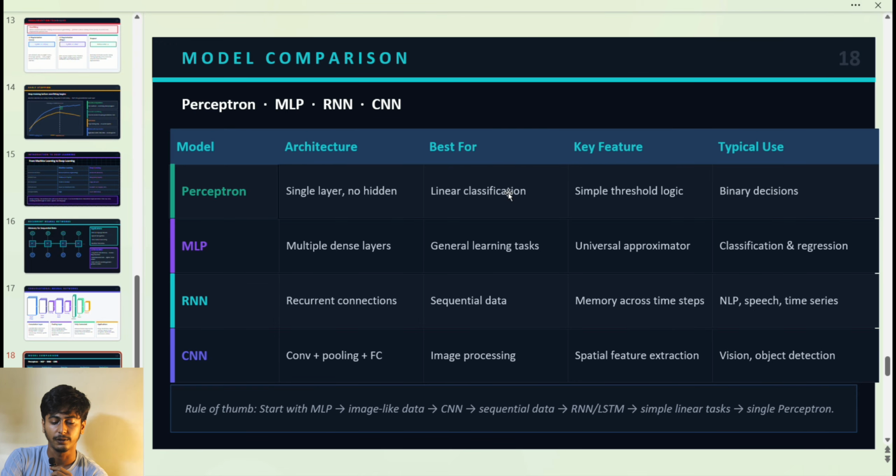Next, the model comparison. To summarize our architectural options, if you are dealing with simple linearly separable data, a perceptron is sufficient. For standard tabular data, a multi-layer perceptron is your go-to. If your data is an image, a CNN is non-negotiable for spatial feature extraction, and for anything involving a sequence or time, an RNN or LSTM is required. Choosing the right architecture is often the most important decision in the entire pipeline, as it determines the model's fundamental capacity to learn from your specific data type.